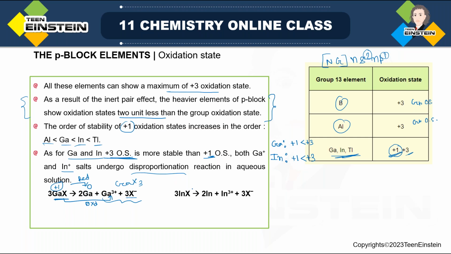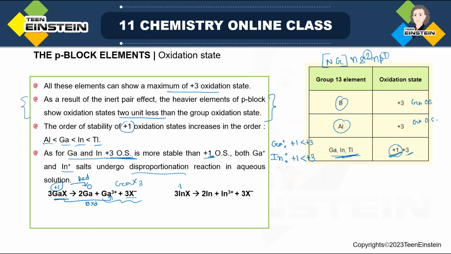So from these equations, what conclusion can we draw? We can conclude that disproportionation is happening here. It means it is trying to move from +1 to +3. That is why this disproportionation is happening. It will prefer to stay in 3+.